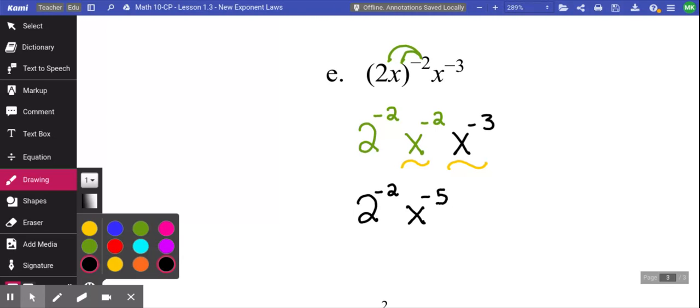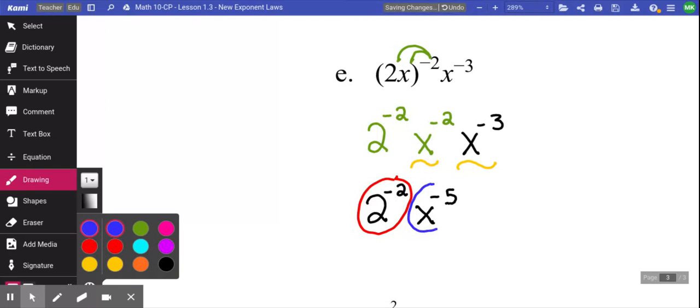Cool. Now, move negative powers. So this 2 to the negative 2 is a negative power. This x to the negative 5 is a negative power. So they both need to go to the other side to become 1 divided by 2 to the 2, x to the 5.